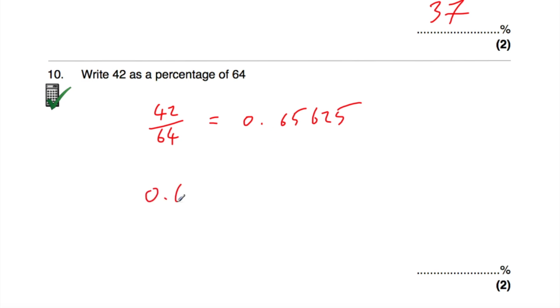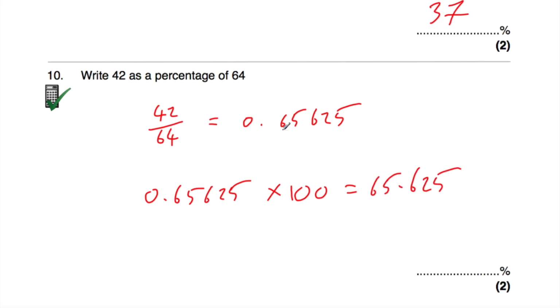Now we're going to take that decimal, 0.65625, and we're going to times that by 100. And when we times that by 100, we get an answer of, move the digits 2 columns to the left, 65.625. So that means that 42/64 as a percentage would be 65.625%. And that's it. Okay, let's look at our next question, question number 11.